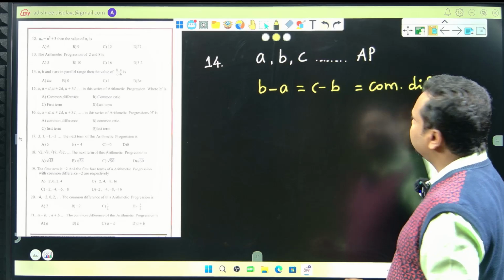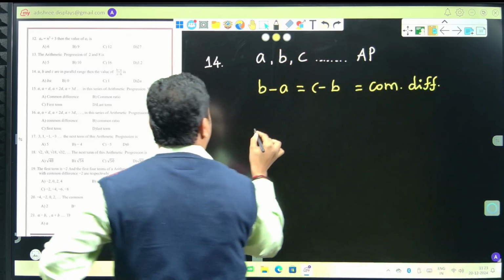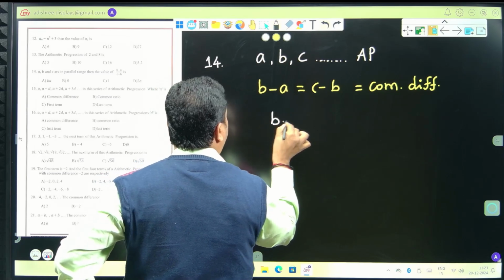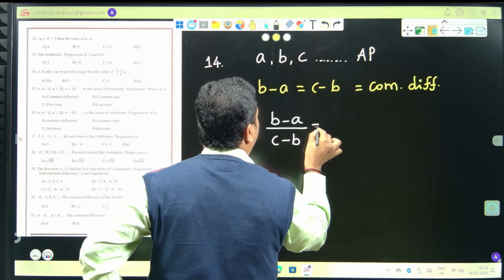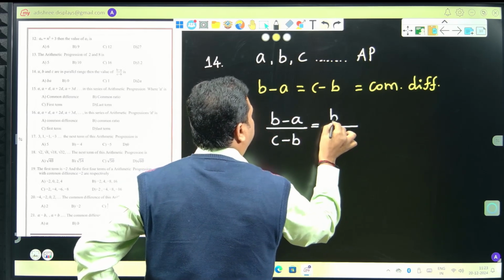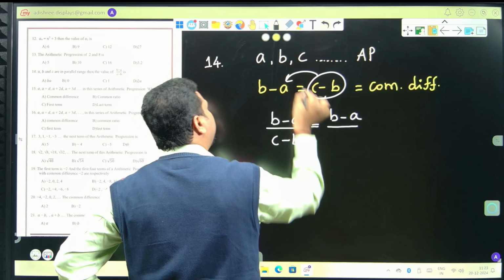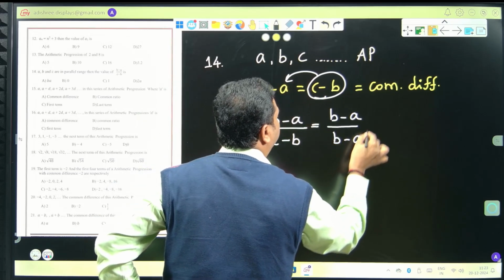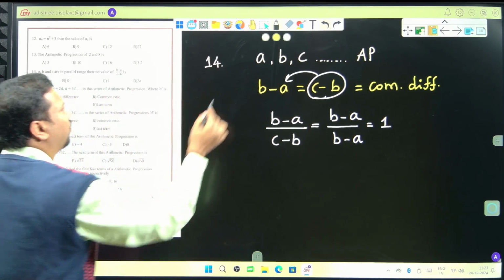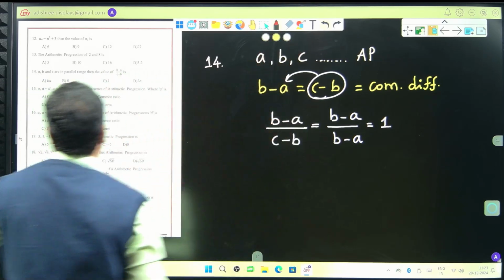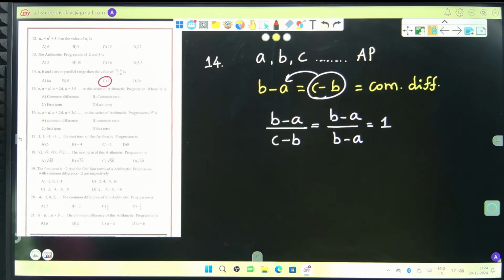Now the question is, B minus A divided by C minus B is equal to how much? So I will write B minus A as it is. What is C minus B? Is it also B minus A? Yes. Therefore, these two terms get cancelled. Therefore, what should be your answer? 1. What should be your choice? Option C is the right answer.